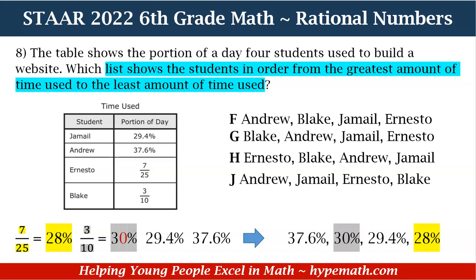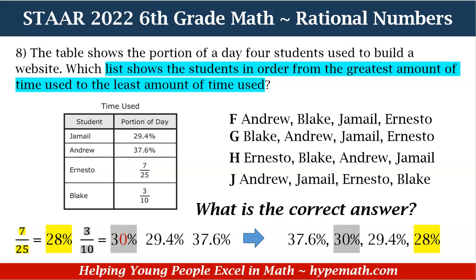since we know we're going to go from the greatest amount to the least amount, that means the largest number has to go first, and then we're going to decrease down to the smallest number. So 37.6% is first, then 30%, next is 29.4%, and the last number, the least amount, is 28%. Okay?